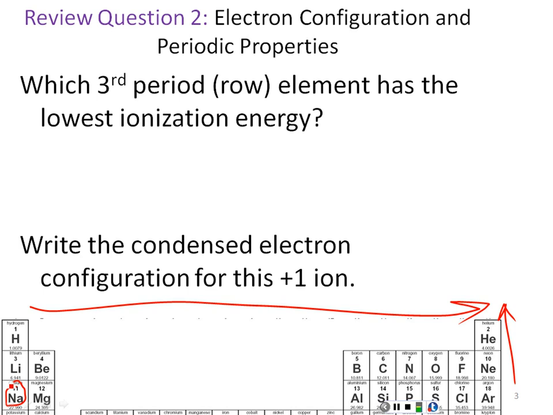Now if we want to write sodium's condensed electron configuration for the +1 ion, what would that be? So sodium would normally have a filled shell like neon and then one extra electron in the 3s orbital. But if we lose that 3s electron, then the configuration would simply be that of neon. So we can just write [Ne] in brackets.